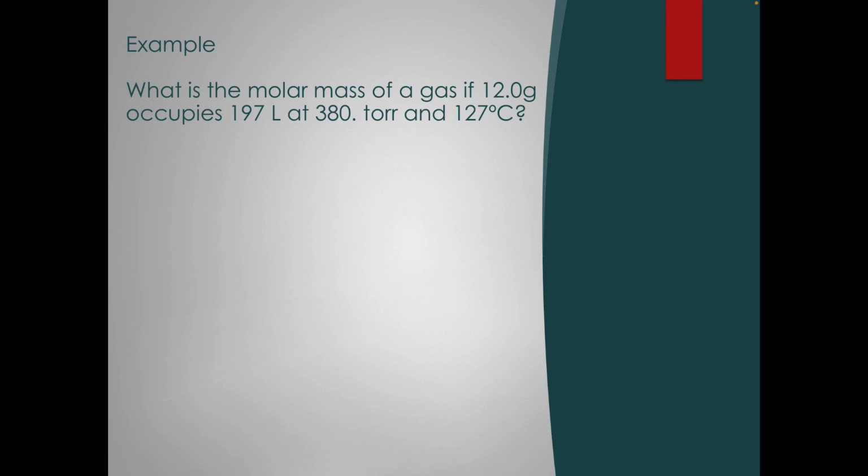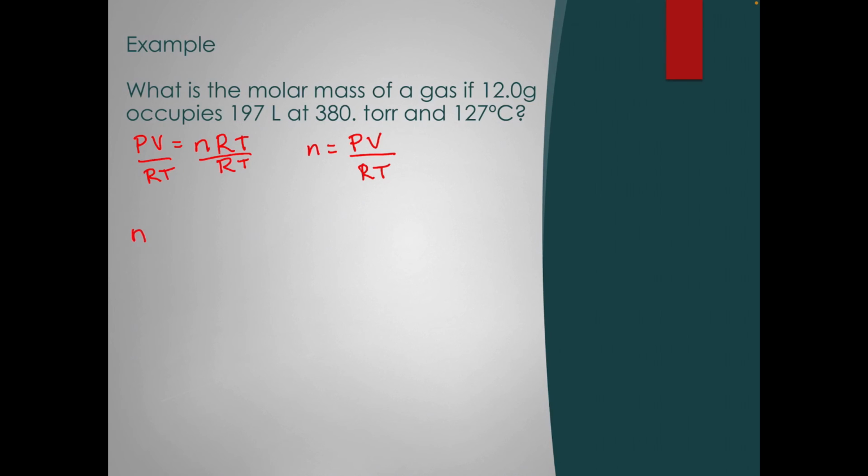So here's an example of one of these types of problems. What is the molar mass of a gas if 12 grams occupies 197 liters at 380 torr and 127 degrees Celsius? So we can use our ideal gas law equation to solve for this. We have PV equals nRT. We're going to use it to solve for n, so we'll divide both sides by RT, and we get n is equal to PV over RT.